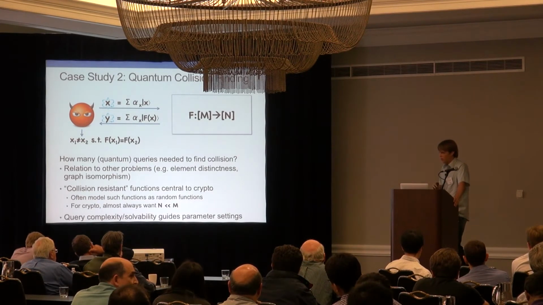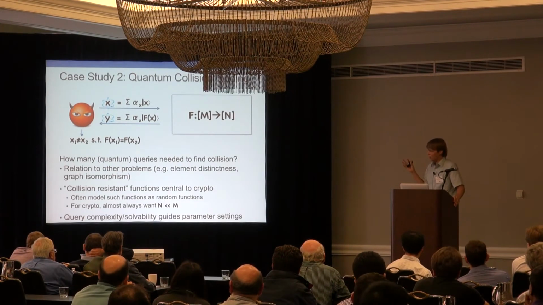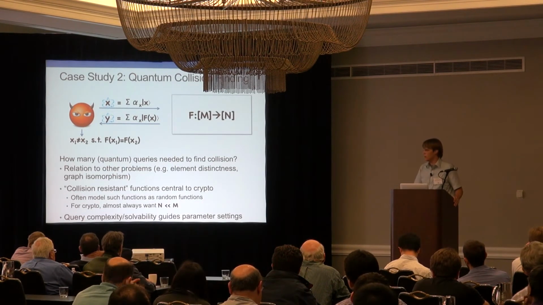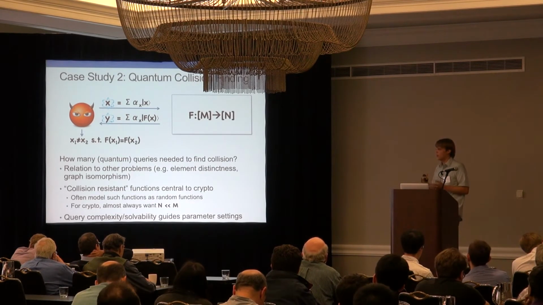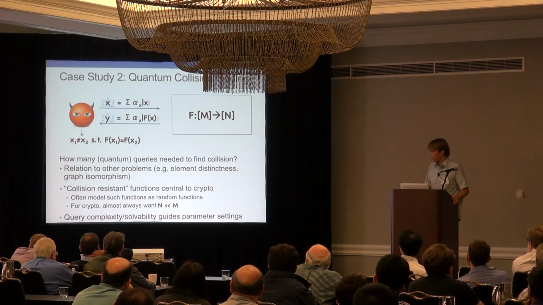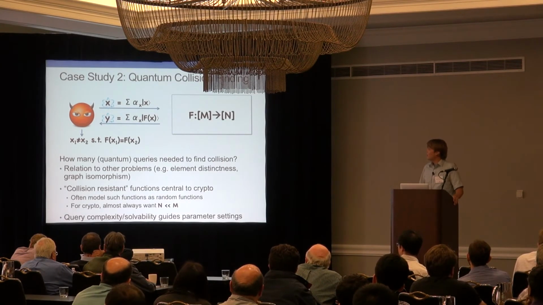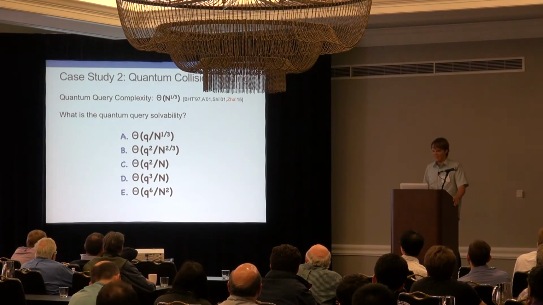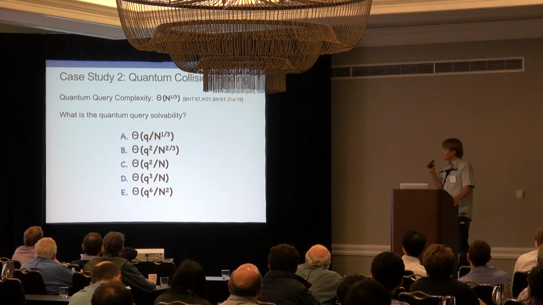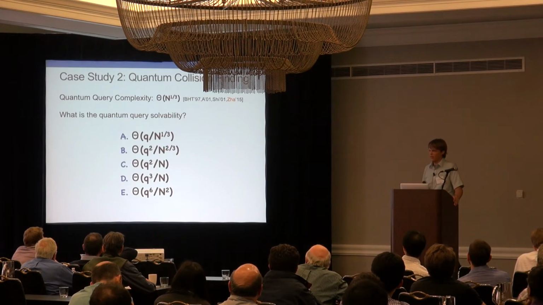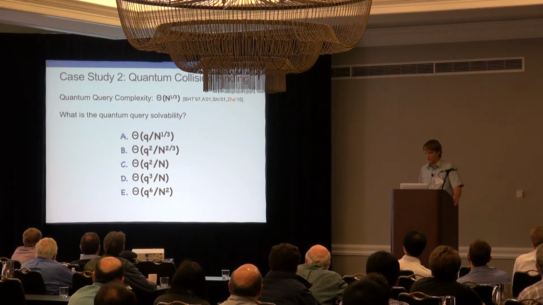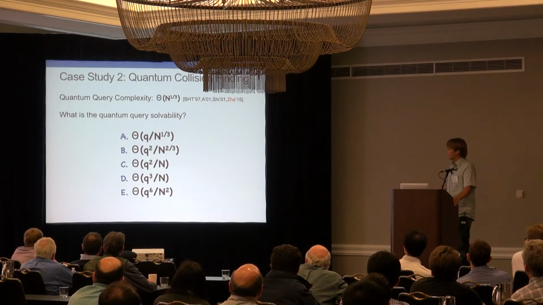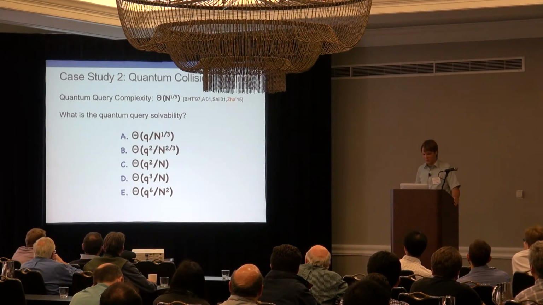And the quantum query complexity or solvability of the collision finding problem is a useful tool. It's interesting just to know what the answer is, but it's also useful for guiding parameter settings. I'll talk about that a little more in a couple of slides. But first, I want to have a little quiz again. We know that the quantum query complexity of the collision finding problem is n to the 1/3. This is a sequence of results starting in the late 90s. Now given this, what is the quantum query solvability?